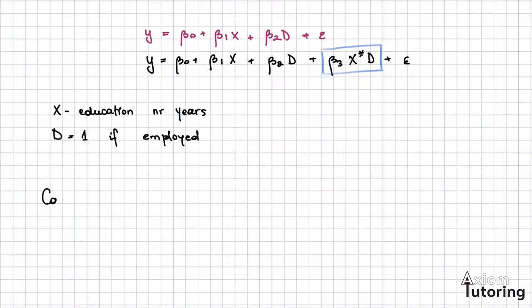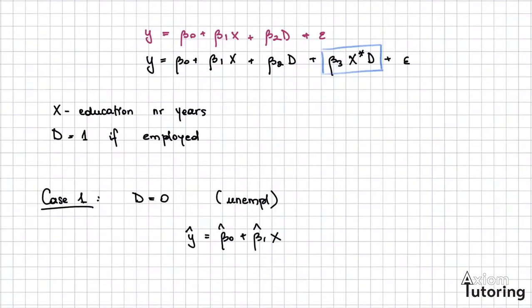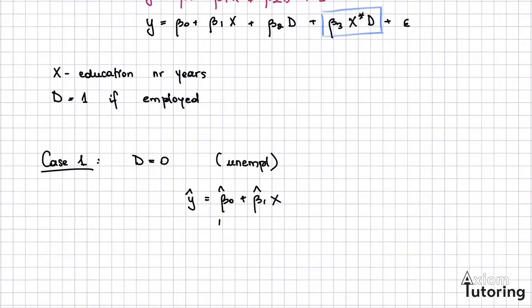So let's start with case 1. As usual, for case 1, let's assume that d is equal to 0, meaning we're looking at the unemployed people, or subsample of our sample. The model would look like y hat equals beta 0 hat plus beta 1 hat x. From this scenario, we can very clearly see that beta 0 hat is our intercept, and beta 1 hat is the slope. And keep in mind, that's the intercept and slope for the unemployed subsample.